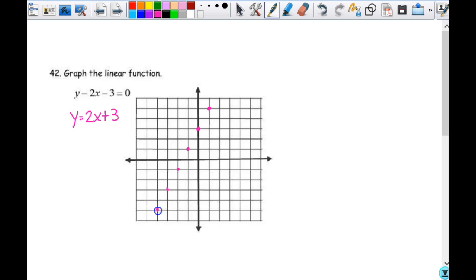How many points does it take to determine a line? 2. It only takes 2 points, but doing more of them will make sure I can make it a little bit more line-like. There you go. All right, so there's my line.